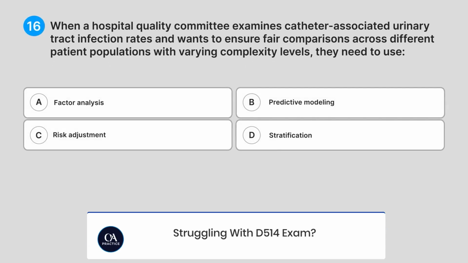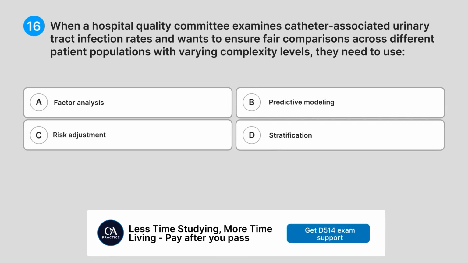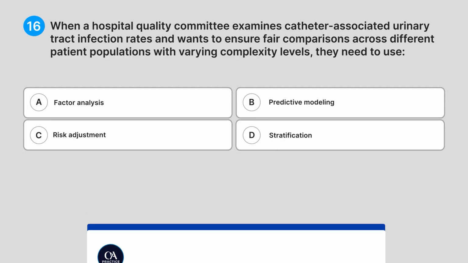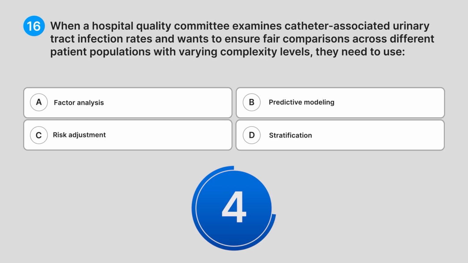16. When a hospital quality committee examines catheter-associated urinary tract infection rates and wants to ensure fair comparisons across different patient populations with varying complexity levels, they need to use A. Factor analysis, B. Predictive modelling, C. Risk adjustment, D. Stratification. Do you know the answer?